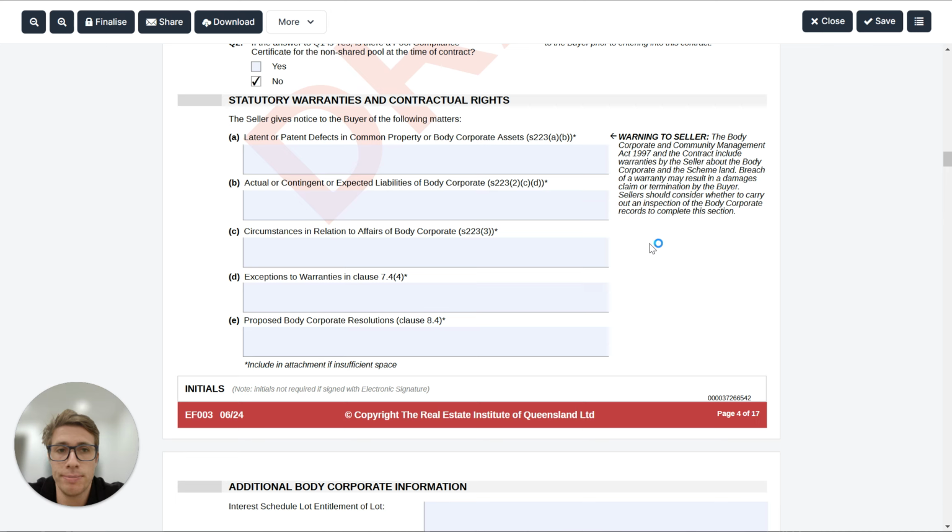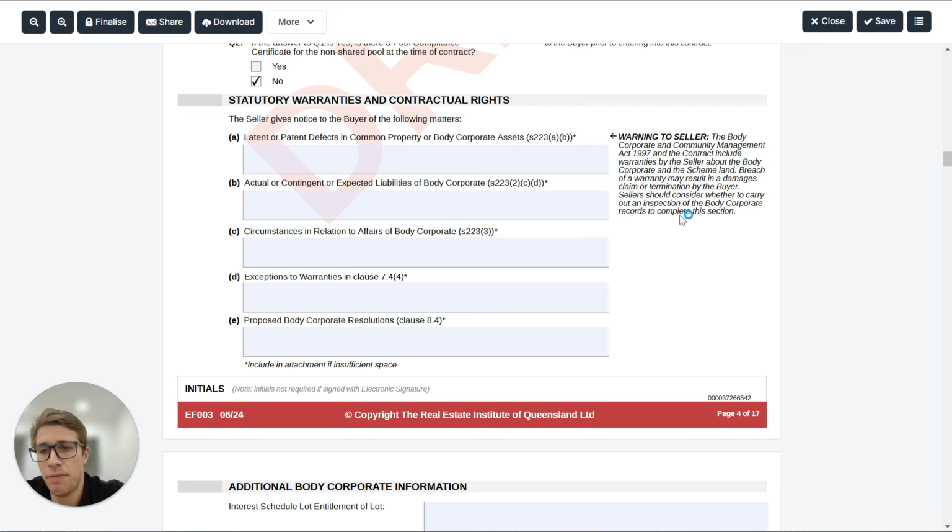Nine times out of 10, they're all going to be left blank because there's not going to be any matters of the body corp. So this one here, relating to the Body Corporate and Community Management Act, the contract includes warranties by the seller about the body corporate and the scheme land. Breaches of the warranties might result in damage claims or termination by the buyer.